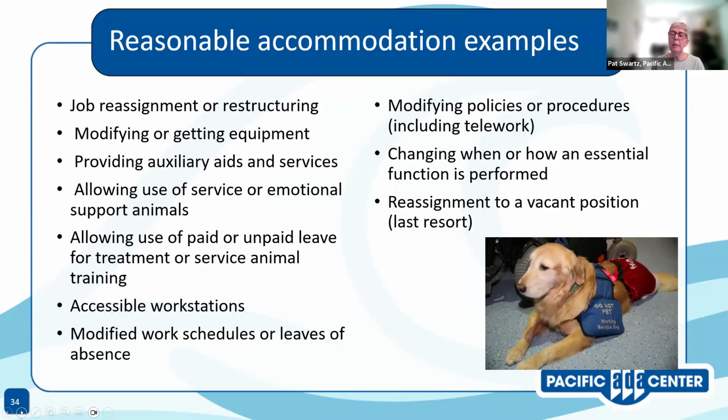Accessible workstations. There may be a time when somebody needs a stand-up workstation because of a back injury. Modified work schedules or leaves of absence. Modifying policies or procedures, including telework. Changing when or how an essential function is performed. Or reassignment to a vacant position, and that's usually as a very last resort. And these are some examples of reasonable accommodation. The list is endless, and it all depends on what the person needs to do the essential functions of their job. And so there are many, many more accommodation examples.